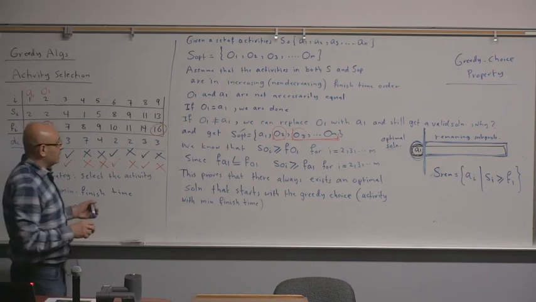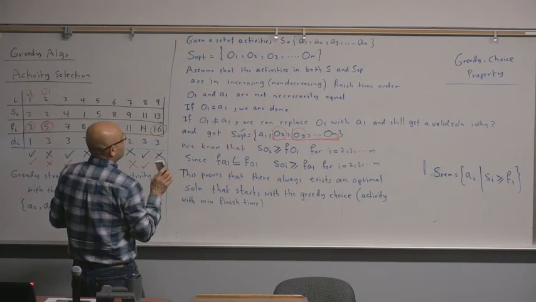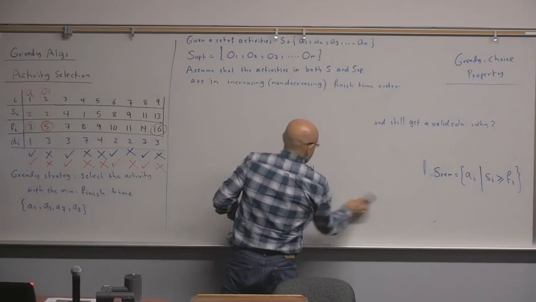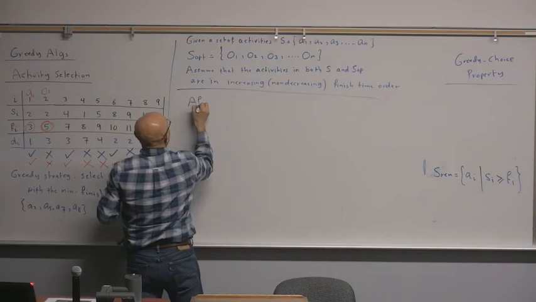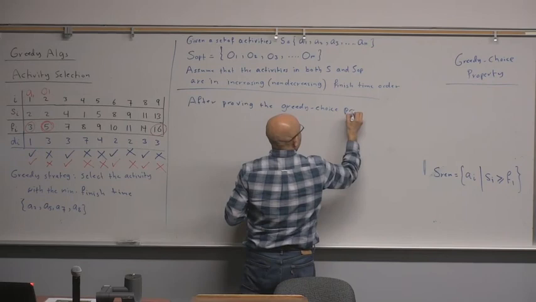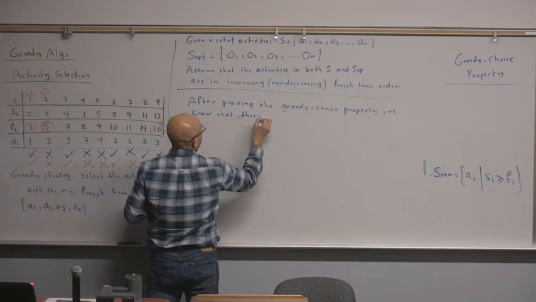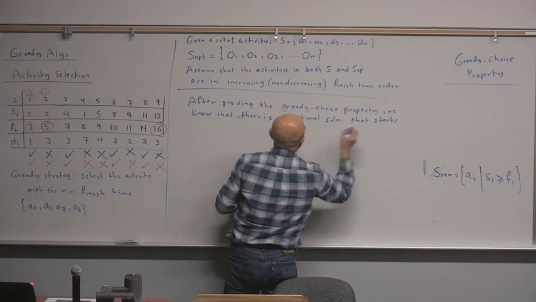So let's try to write the proof of the optimal substructure. Okay, now, after proving the greedy choice property, we know that there is an optimal solution that starts with the greedy choice.